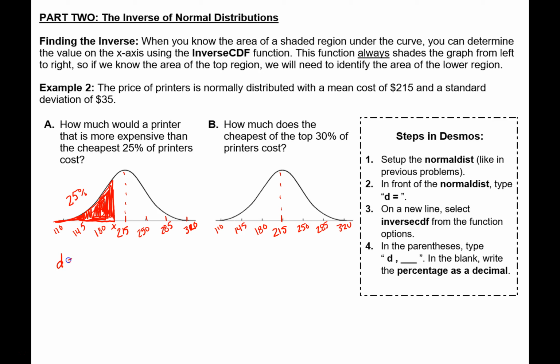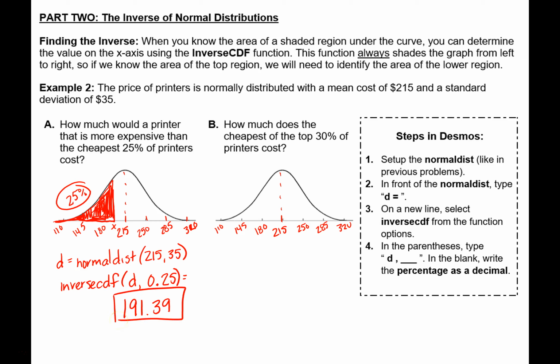So I want to see D is equal to that normal distribution, and in parentheses we put 215, 35. That's part of showing your work. And then I also want to see the inverse CDF, what you put in. So you're writing inverse CDF, D, and then here is where that number that you put in as a decimal, 0.25 goes. And that is equal to what we just found, 191.39. And so that is my answer. That is the x value, what x is equal to.